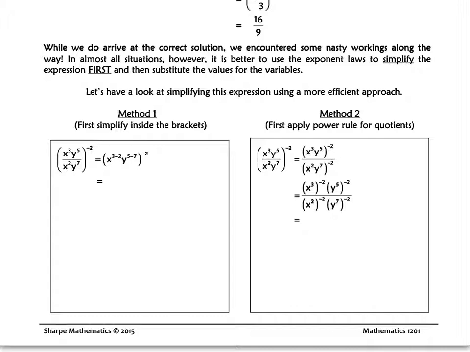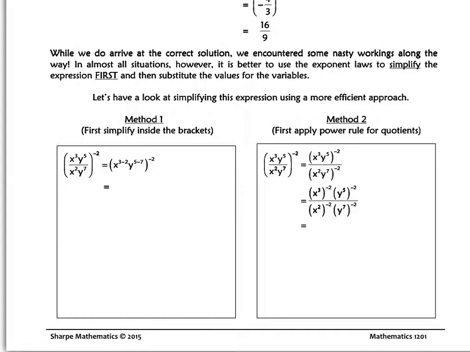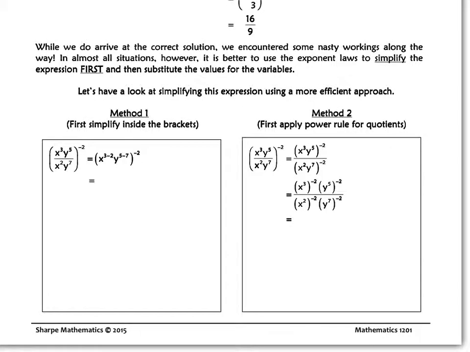So if we look at the first one, we've got the expression that we have above, and this method here, they simplify what was inside the brackets first using their rule that when you have 2 power terms being divided by each other and they have the same base, you can subtract the exponents. So that leaves you with x to the 3 minus 2, or x to the 1. So that would be x to the 1, which is just x. You don't have to put that 1 there. And y to the 5 take away 7 is negative 2. And that's all going to be raised to the negative 2.